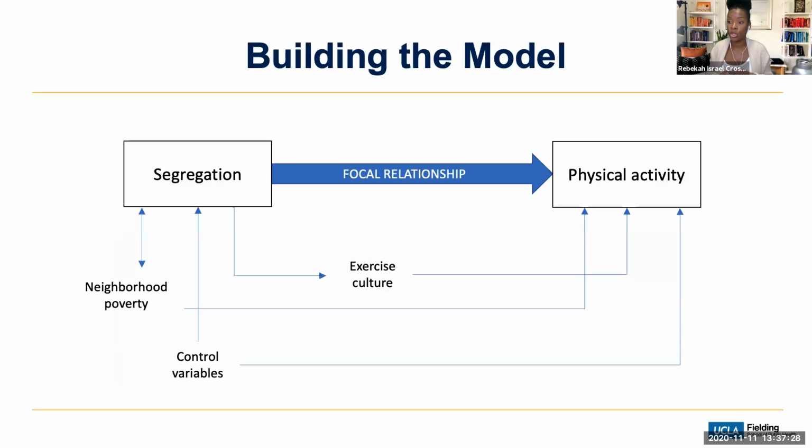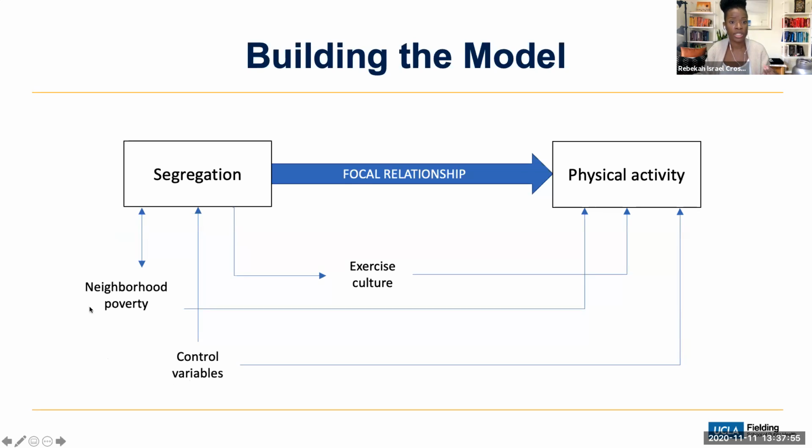So again, we're going to start with the exclusionary strategy. There are a number of things that we can think through that might explain the relationship between physical activity and segregation that are not related to the access to racism-related distribution of health-promoting resources.